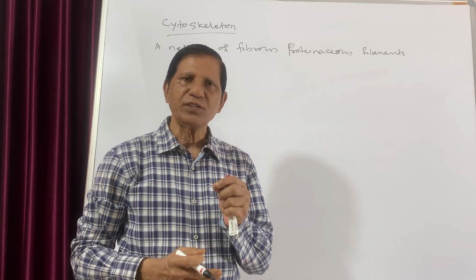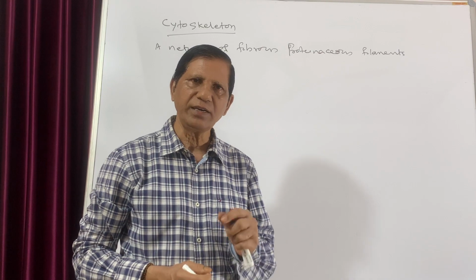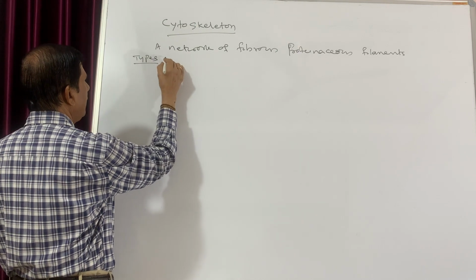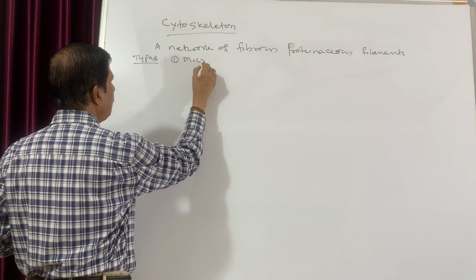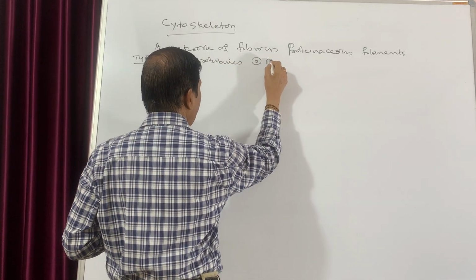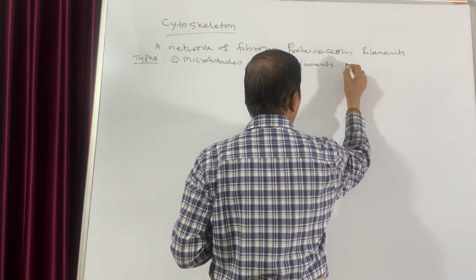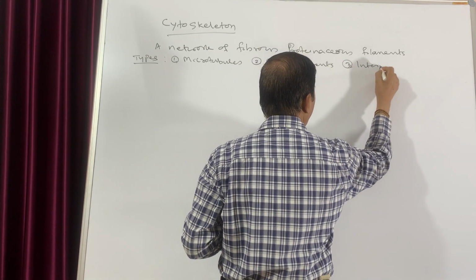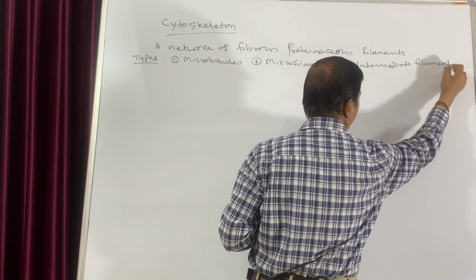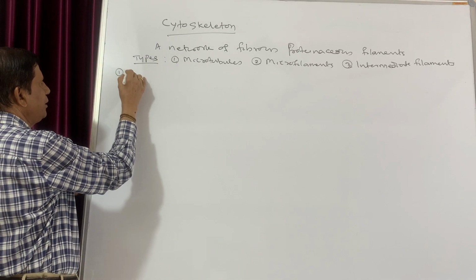Now this cytoskeleton is mainly of three types: microtubules, microfilaments, and intermediate filaments. One is microtubules, the second one is microfilaments, and the third one is known as intermediate filaments. We'll discuss them one by one. Let us discuss the first one, that is microtubules.